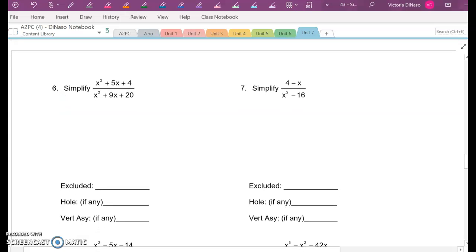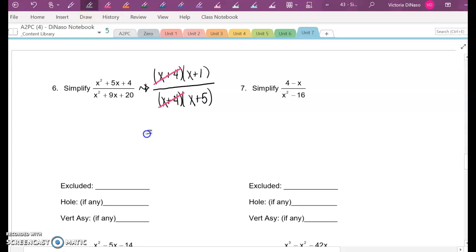Number 6, I have to factor the numerator and denominator. In the numerator, I'm looking for two numbers that multiply to 4 but combine to 5. 4 times 1 is 4, and 4 plus 1 is 5. In the denominator, you're looking for two numbers that multiply to 20 and combine to 9. 4 and 5 multiply to 20, and they add to get 9. So from here, we're able to cancel x plus 4 with x plus 4.